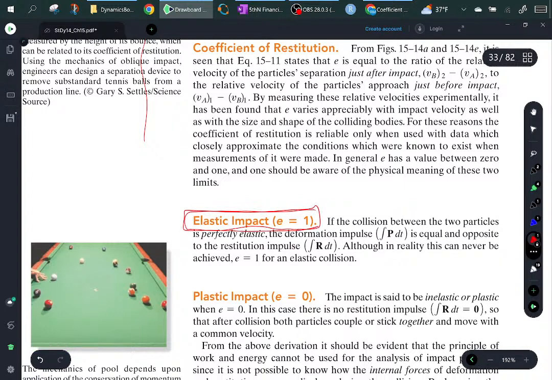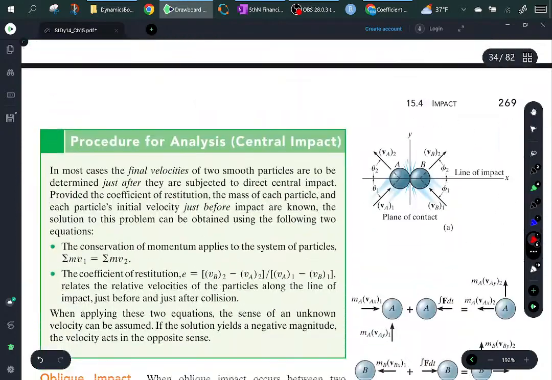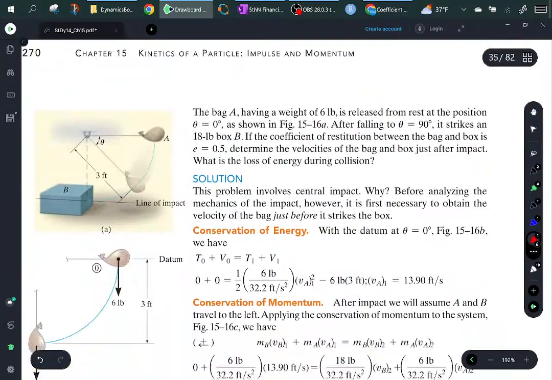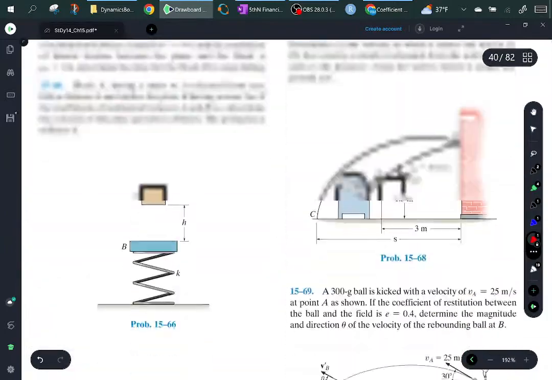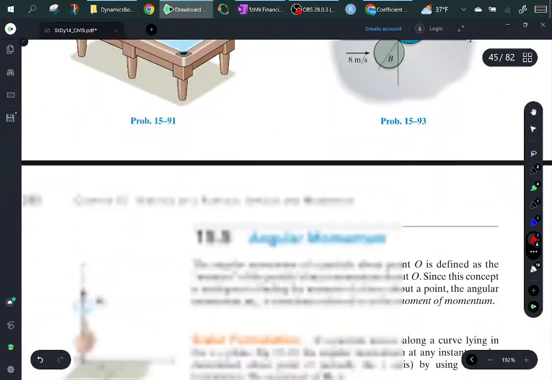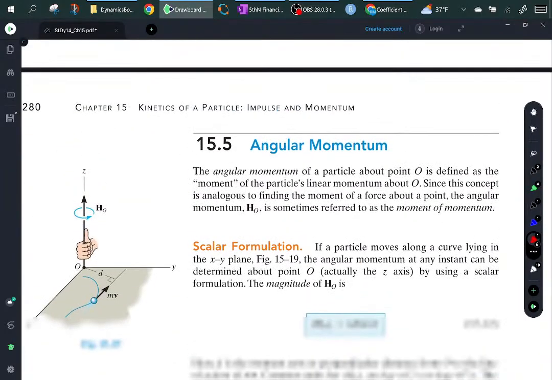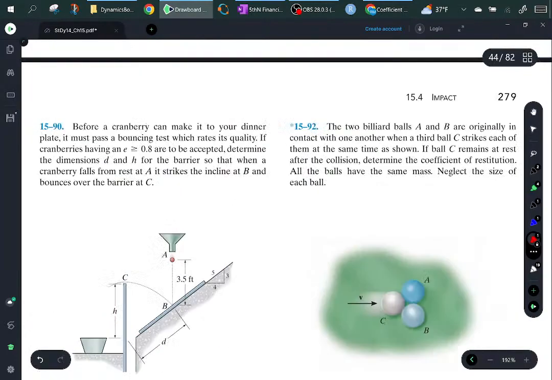A plastic impact, essentially, the thing goes down and it just kind of flops on the ground, or the restitution impulse is nothing. And so essentially I think that's pretty much it. If you go to the end, then I'll go back and work some problems. Let's see if we keep going. I don't think there's anything else. Oh, what's this? Angular momentum. Well, we might talk about that, but I didn't give any problems in that.